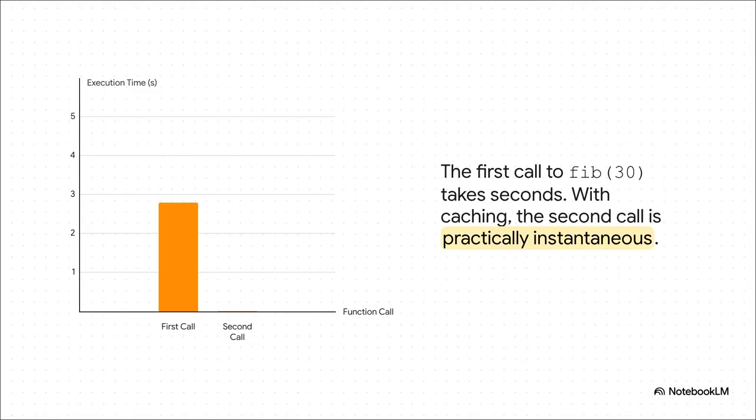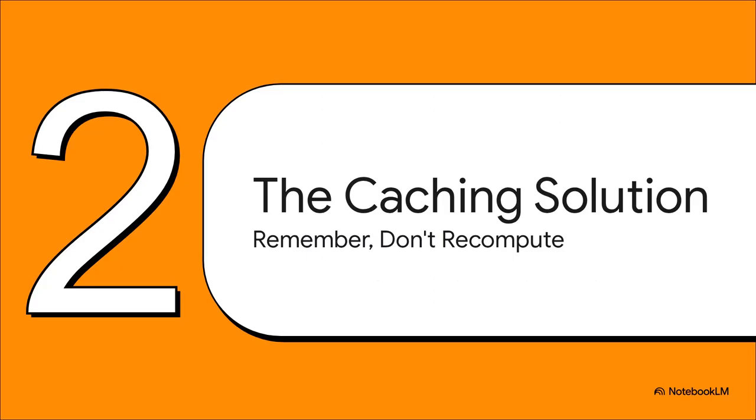Just look at this difference. It's night and day. The first time we call our function for fib 30, it takes almost 3 seconds. But if we could just remember that result, the second call is, well, it's basically instant. That right there is the power we're about to harness. So how do we actually get that incredible speed boost? That brings us right to our next section, the caching solution.